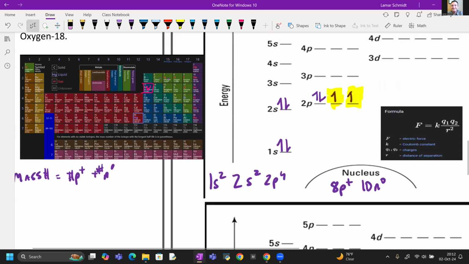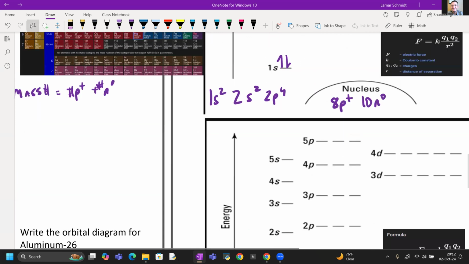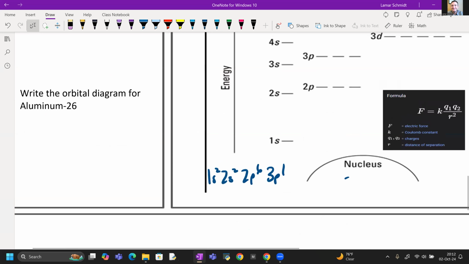Whoa, that's not right. We did something wrong, didn't we? 1s2, 2s2, 2p6. Uh-oh, we left something out. What did we leave out? We got to make sure we follow our yellow brick road. 3s2, 3p1. So it's a good thing that we checked so that we know we have the right number of electrons. So let's count again. 2, 4, 10, 12, 13.